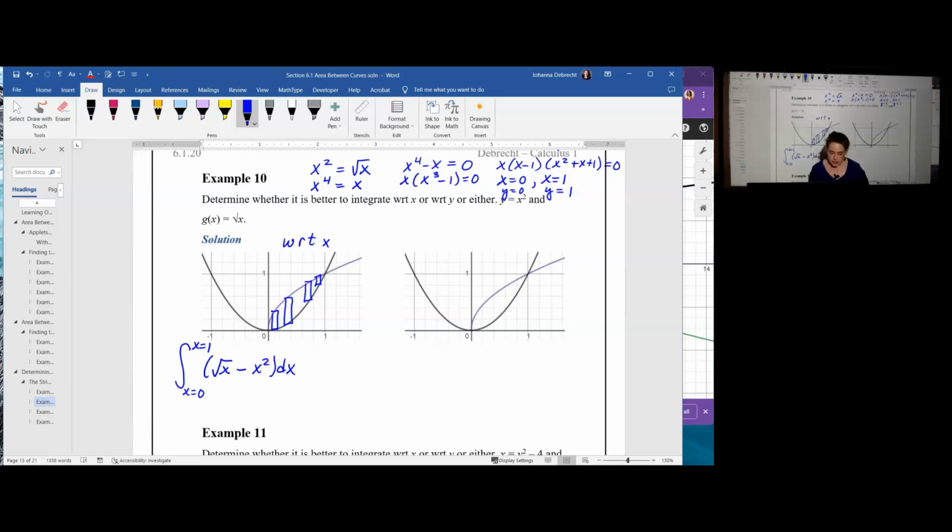How about with respect to y? If I'm going to go with respect to y, I draw the strips horizontally, moving from the bottom to the top as y increases.